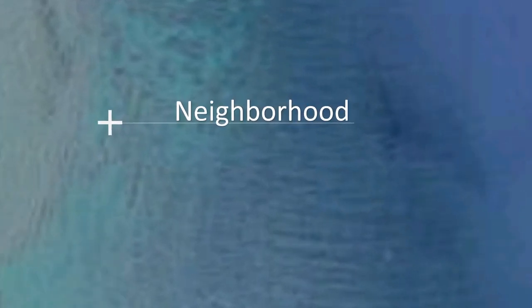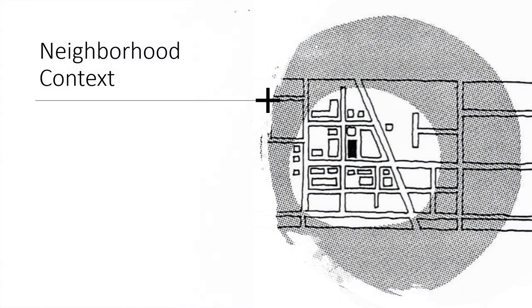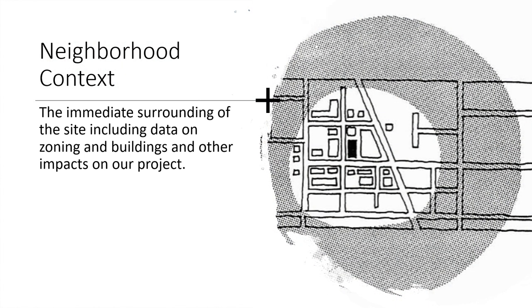Next, we have neighborhood. Neighborhood is the immediate surrounding of the site, including data on zoning and building and other impacts on your project. It may include, of course, the vicinity map showing the location of the site in relation to the neighborhood, or a city map showing distances with travel times, traffic information, etc.